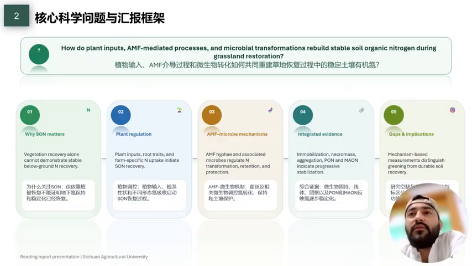This presentation focuses on one central question: how the plant, AMF, and the soil microbes work together in rebuilding the stable soil organic nitrogen during grassland restoration. I will first introduce why soil organic nitrogen is important, then explain the biological mechanism, evidence, and future direction.